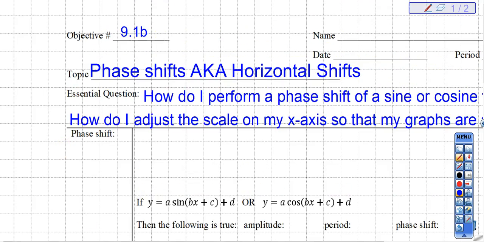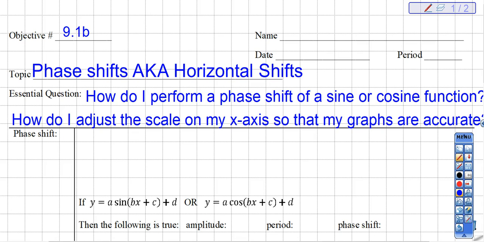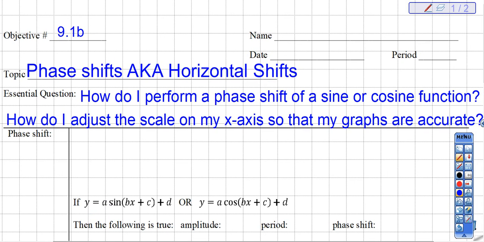So this is objective 9.1b, and we're going to do this over 2 days. So this is part 1 of the lesson. Today's topic is phase shifts, also known as horizontal shifts, and the essential questions. How do I perform a phase shift of a sine or cosine function? And second, how do I adjust the scale on my x-axis so that my graphs are accurate?